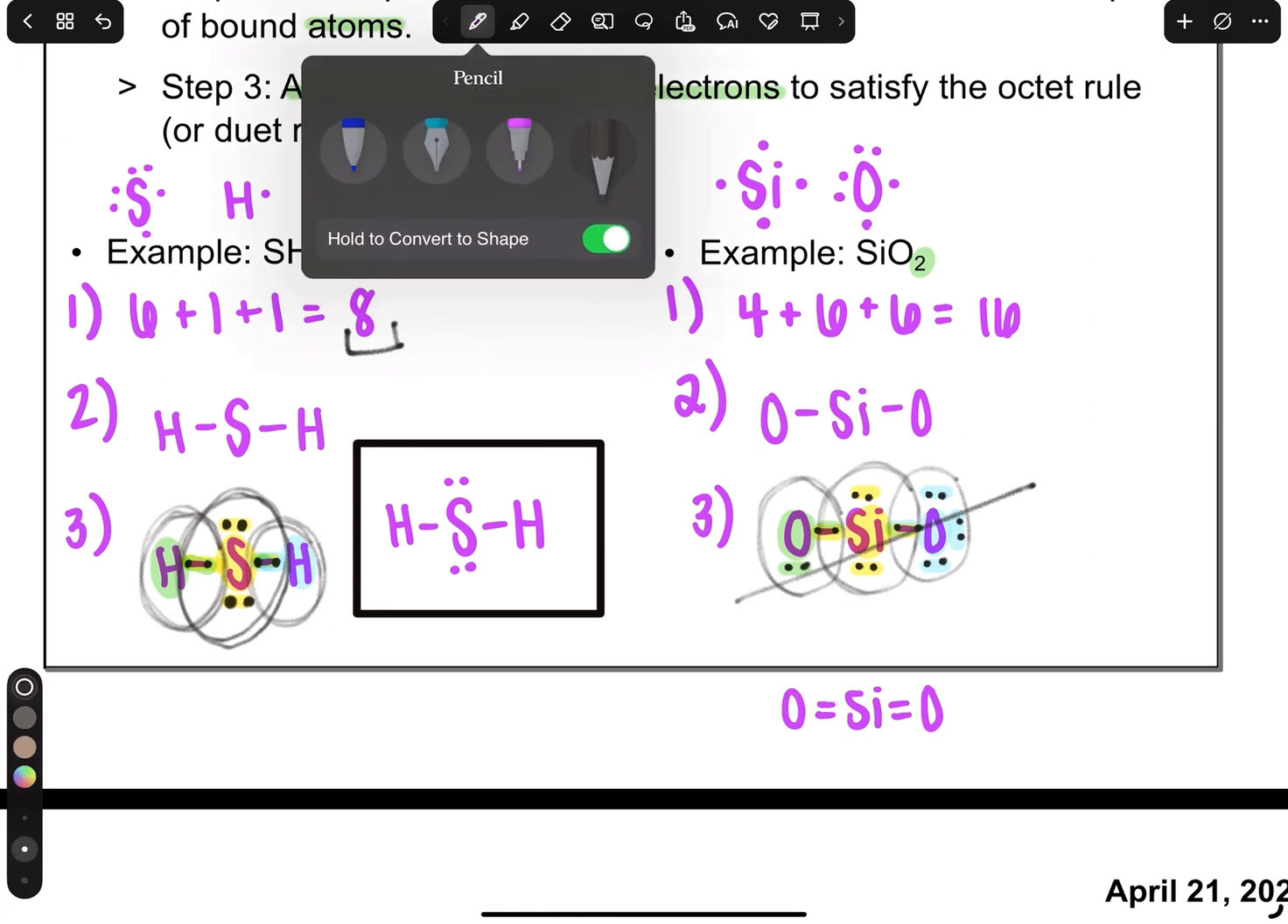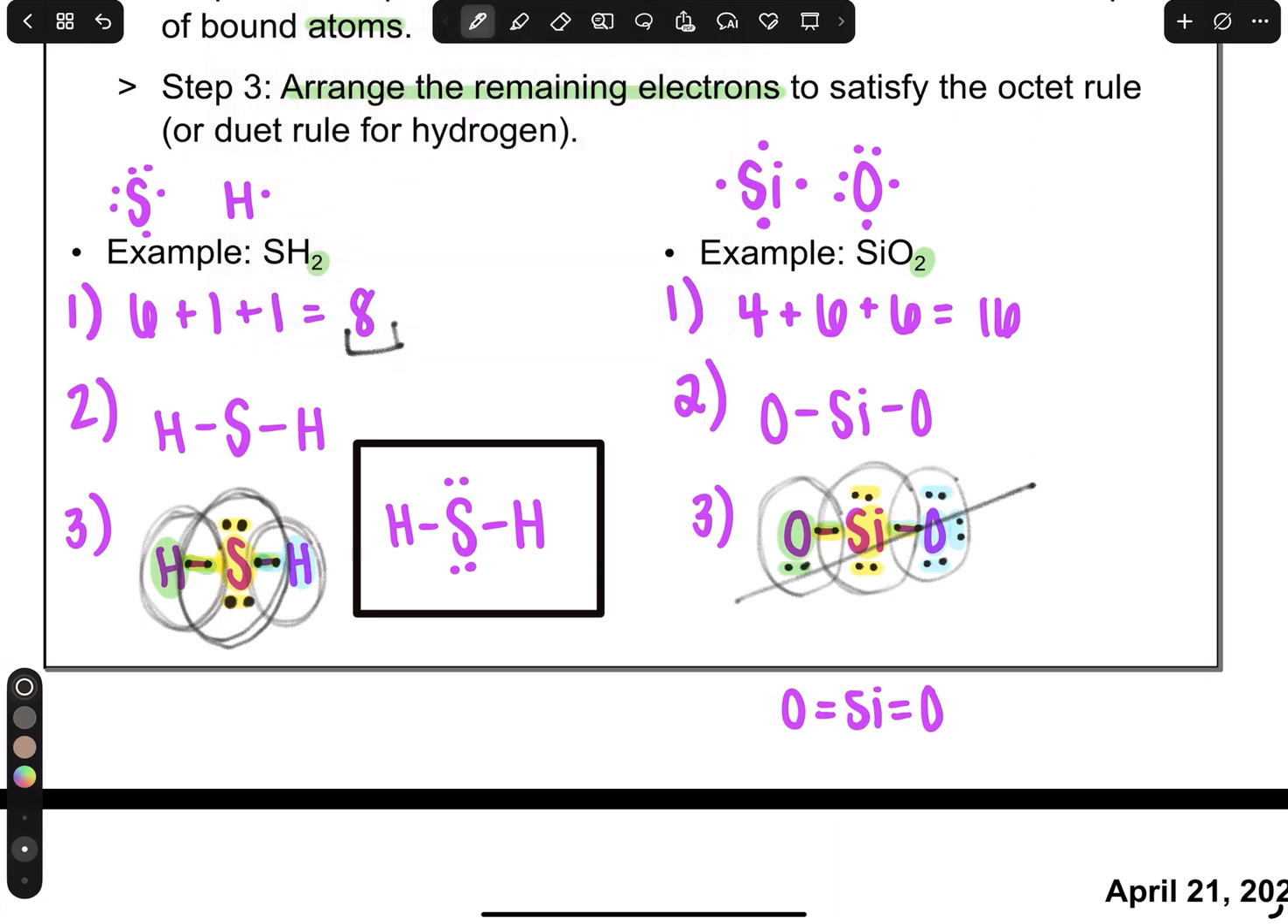By using double bonds, I've definitely changed the number of electrons I've drawn to start with. So let's count. I've drawn 2, 4, 6, 8 total electrons. 8 means I've only got 8 more to get to 16. Now, since silicon has 8 around it, I'm going to draw my remaining electrons around the 2 oxygens. So I've got 8 so far. I'm going to keep going. 8, 10, 12, 14, 16. Okay, I've drawn my total 16.